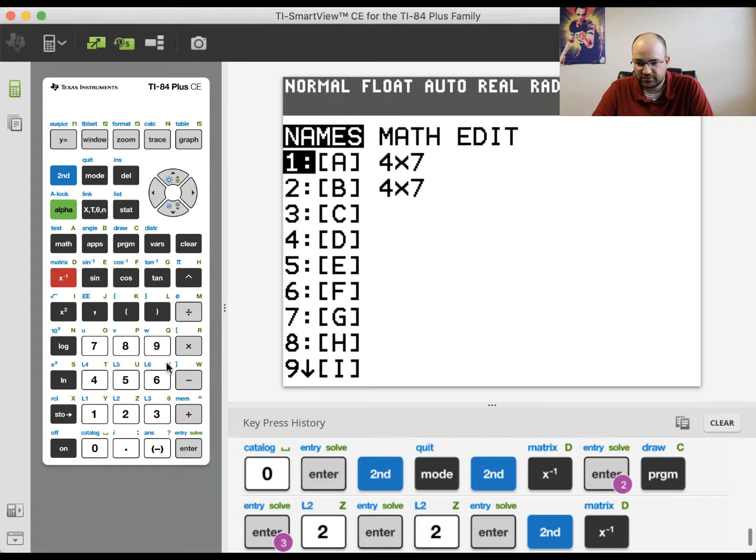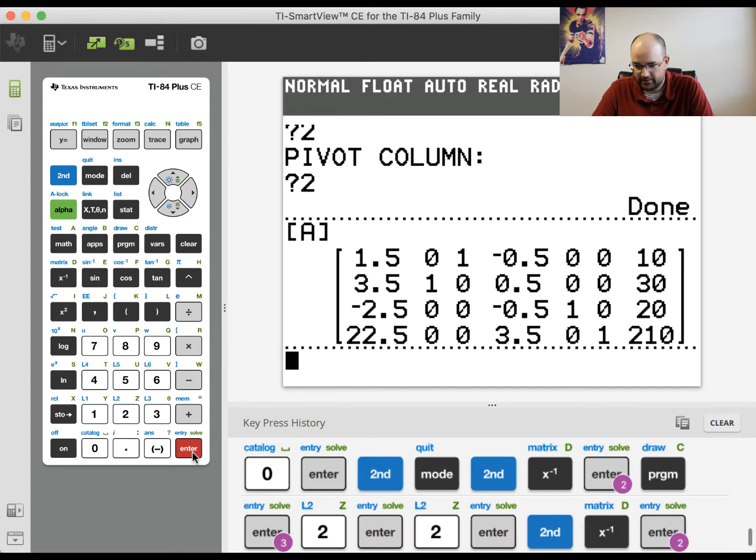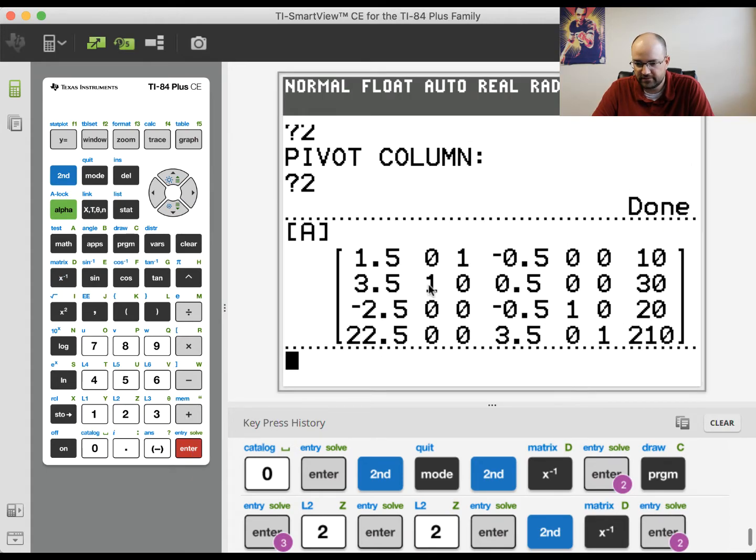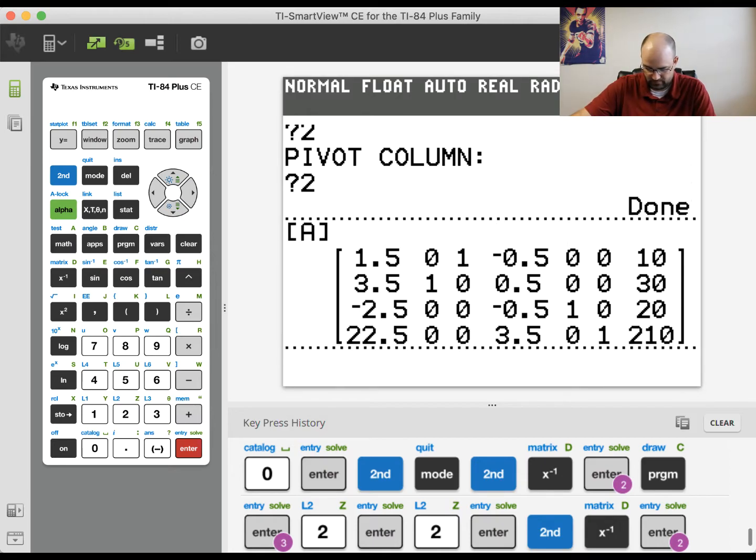To see the matrix, we have to go back into matrix A. And there you go. Notice that you have a 1 and zeros above and below. Awesome. Even better, if you notice, there are no more negative indicators, which means, believe it or not, we're actually done already. Good deal.